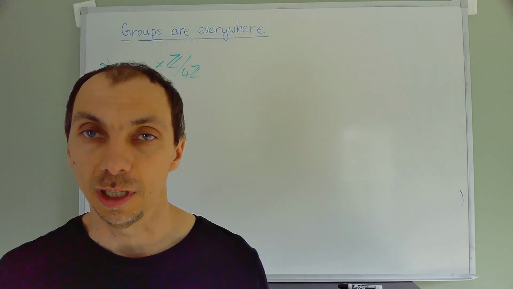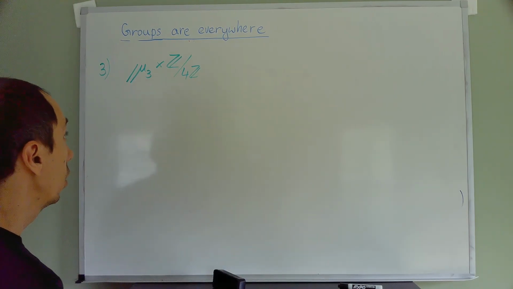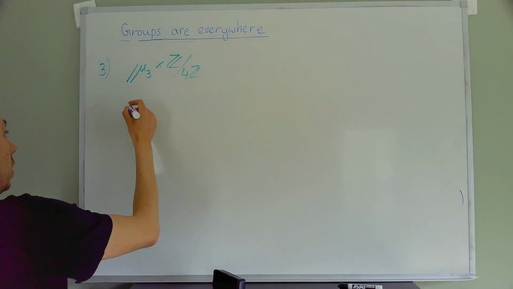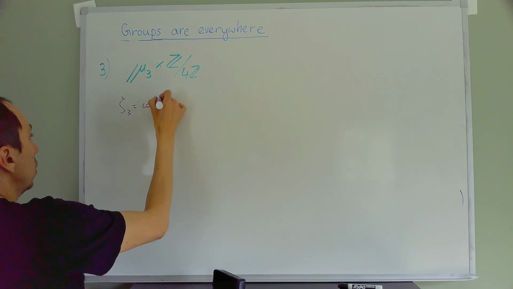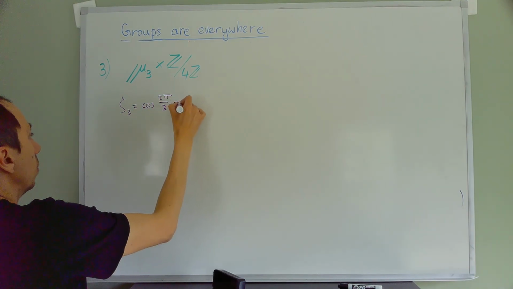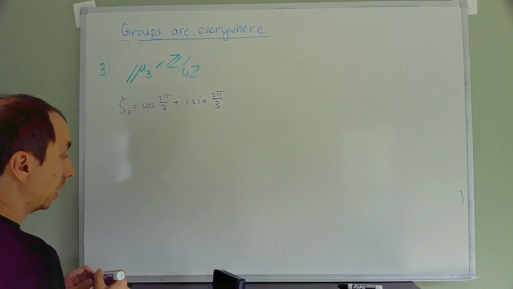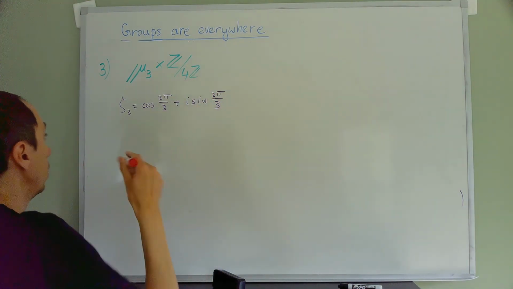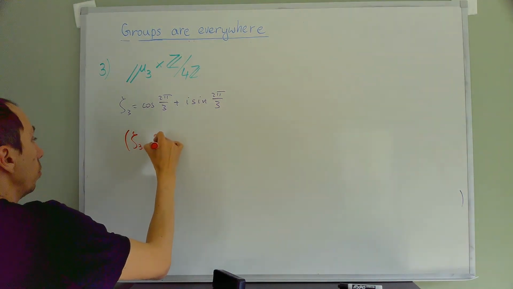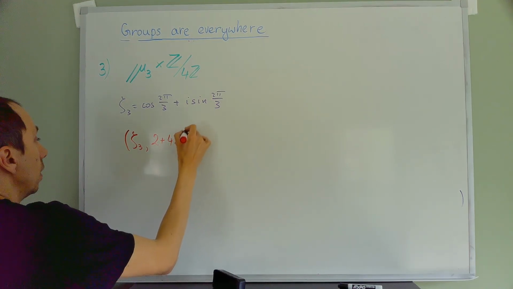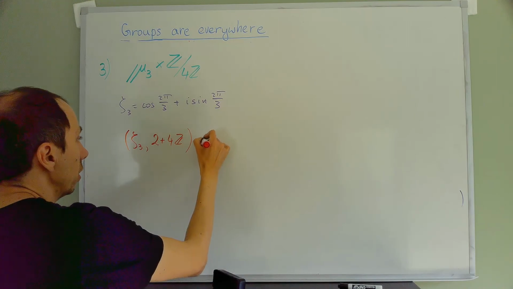It's the cube roots of unity. The operation here is multiplication. So let's do an example. What's a cube root of unity? If I define zeta 3 to be cosine 2 pi over 3 plus i sine 2 pi over 3, then I can look at, for example, zeta 3 comma 2 plus 4Z. This is an example of this element. Now I'm going to put a star here.